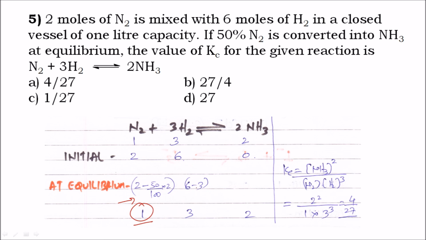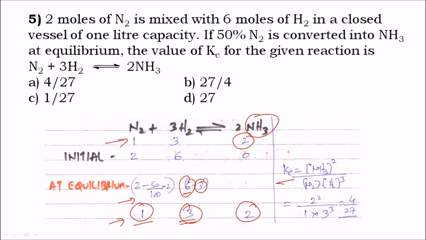Now here 6 is the initial moles given. Again if you take 50% of that 6, it becomes 3, and 6 minus 3 is 3. So what you got now? 1 mole of N2 and 3 moles of H2 at equilibrium. Now how many moles of ammonia will we get? You can make use of stoichiometric coefficients. 1 mole and 3 moles form 2 moles of ammonia. So it's the same here also: you got 1 mole, 3 moles, and it should form 2 moles of ammonia.